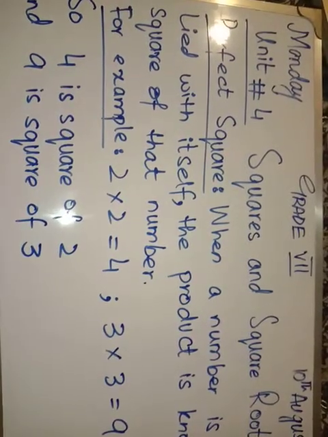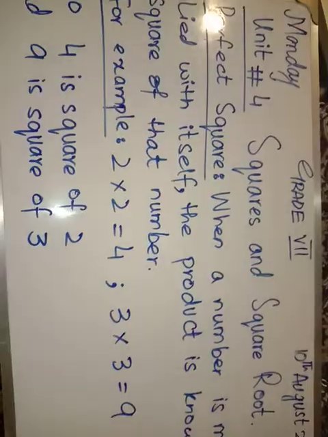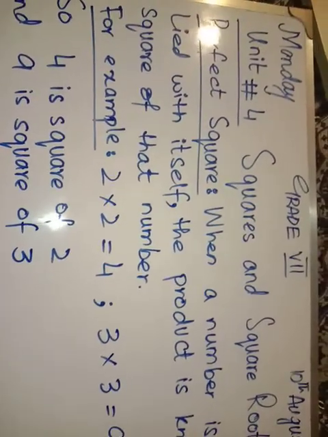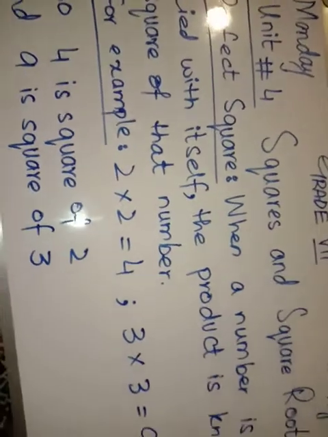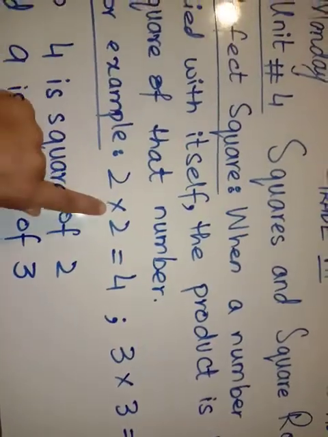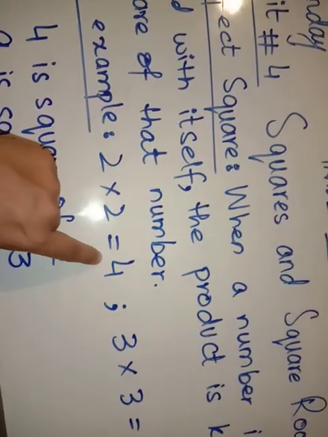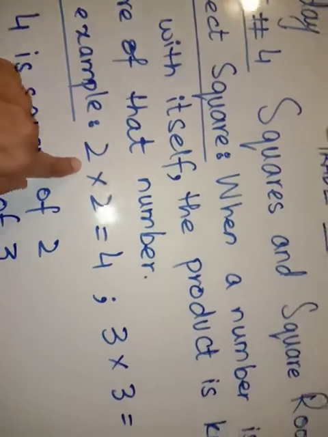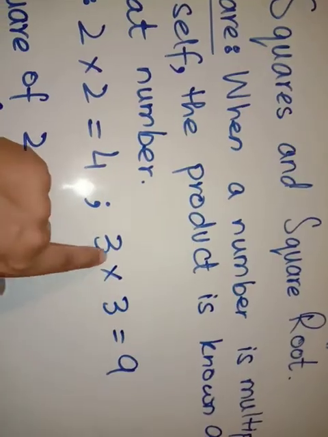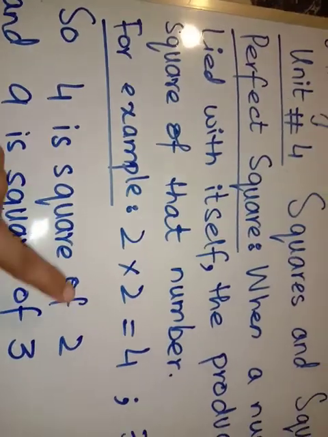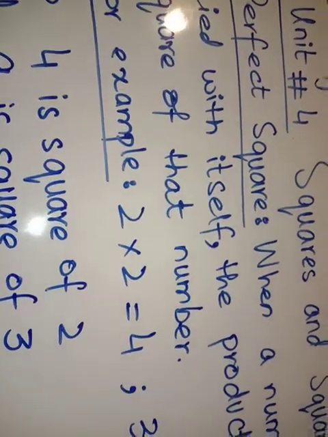Now, what is a perfect square? When a number is multiplied with itself, the product is known as the square of that number. For example, whenever we multiply a number with the number itself, it will give us the square of that number. Means we can say that 4 is the square of 2. And in the same way, we can say that 9 is the square of 3. So 4 is the square of 2 and 9 is the square of 3.